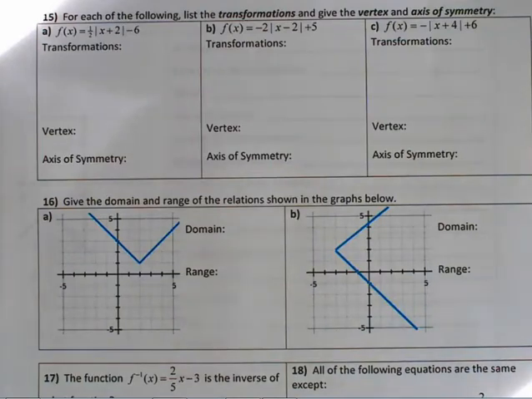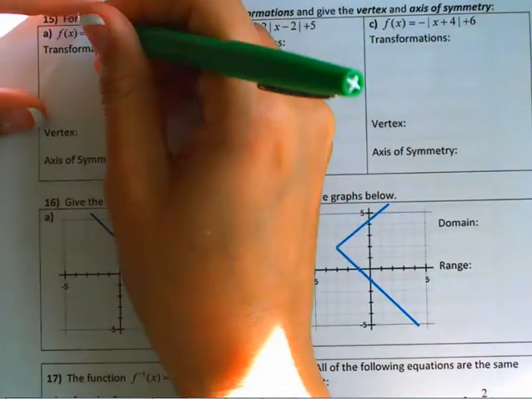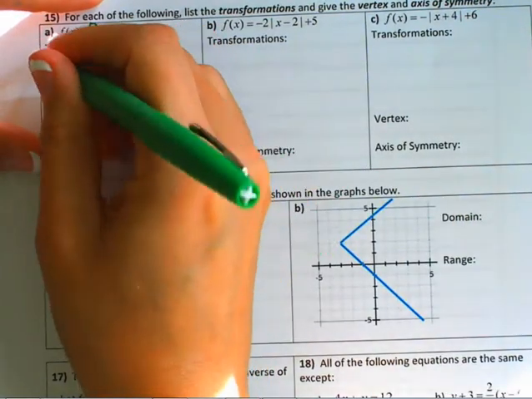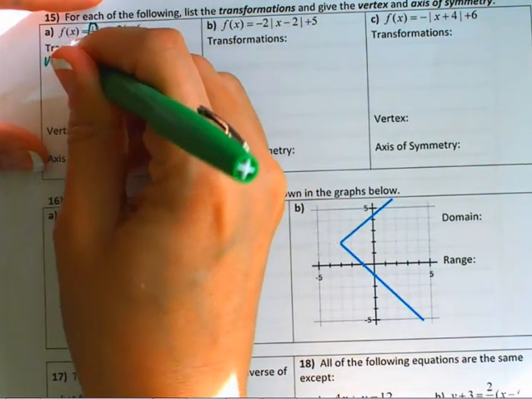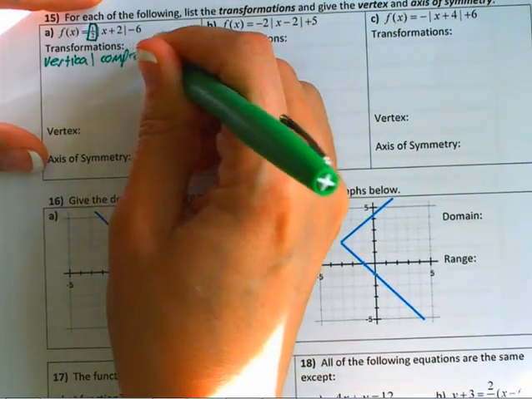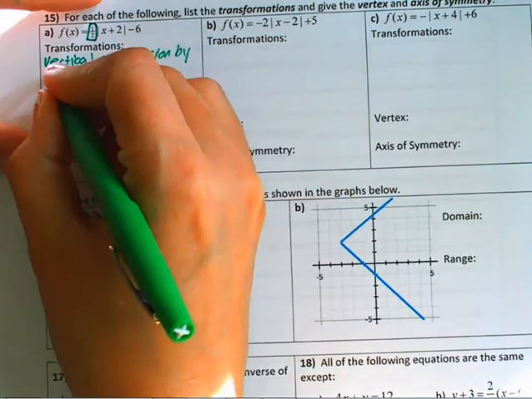Okay, this is page 3 and 4 of the Unit 2 review. Number 15, for each of the following, list the transformation and give the vertex and axis of symmetry. Okay, so transformations, looking at the first one. Remember, you need to look at this as pieces. So this piece right here means a vertical compression by a factor of 1/2.